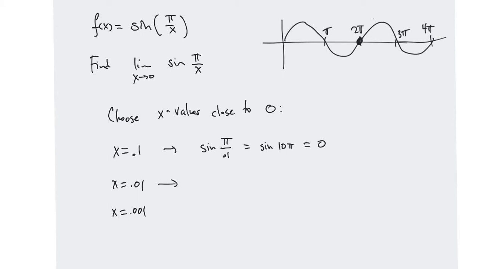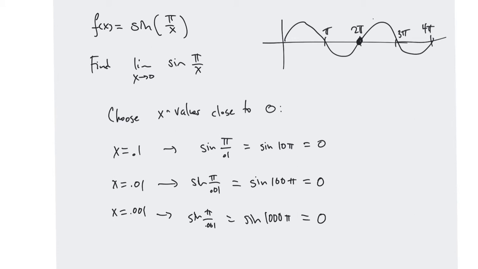Okay, what about this next close value? Sine of pi over 0.01. I can rewrite that in a similar way, right? The 0.01 is 1/100th. Dividing by 1/100th is the same as just multiplying by 100, right? This is sine of 100 pi. And that is also 0, for the same reason as before. How about this one? Sine of pi over 0.001, that's 1,000th. This is sine of 1,000 pi, which is also 0. We don't usually get all the way out to 1,000 pi, but it is 0, all right?